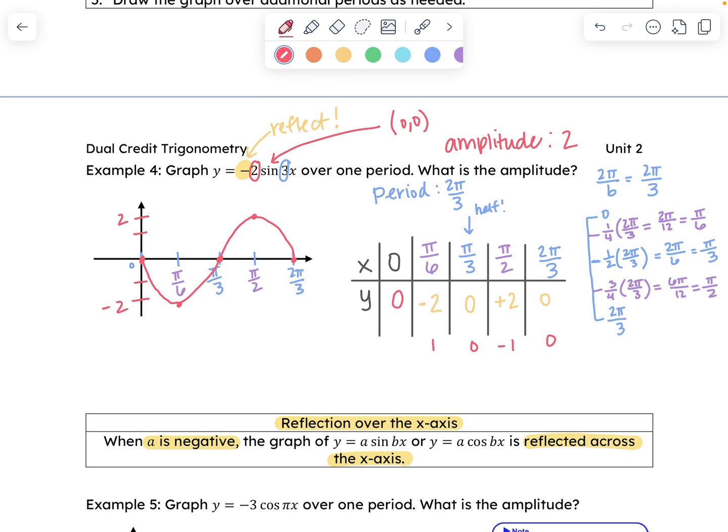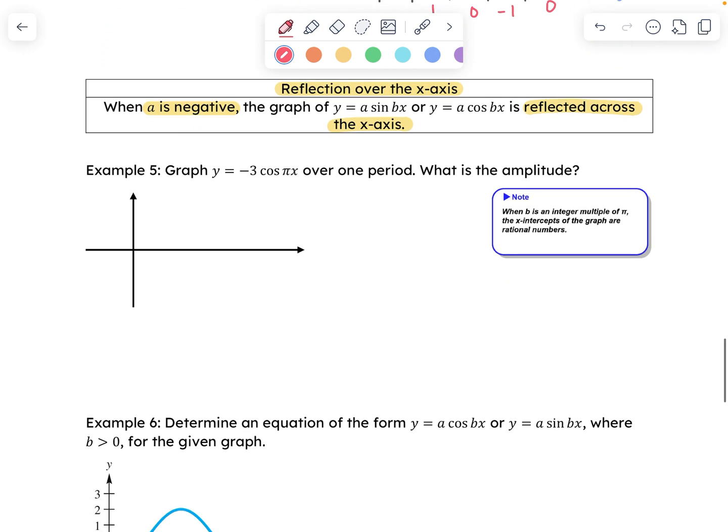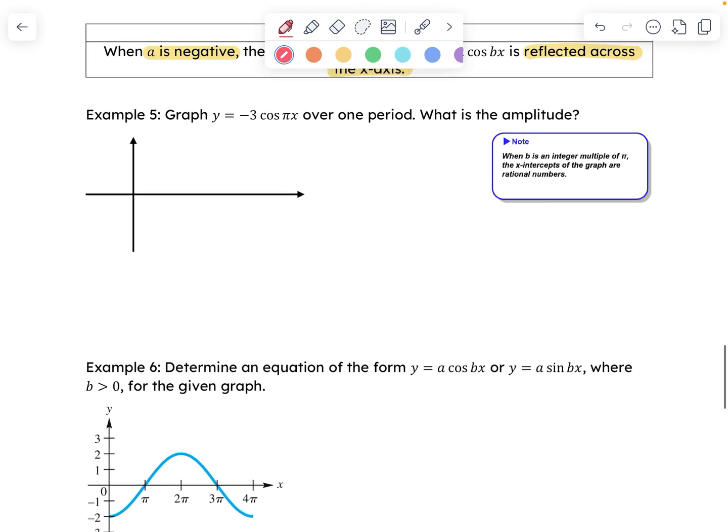Okay, let's look at another one. Example 5. Graph y equals -3 cosine of pi x over one period. So same idea. I'm going to start by finding the period, start filling in the table. Then I'll use my amplitude and anything else to help me get the y values and graph it. So make a table. I'm going to have x, y. I know I start at 0. Have 3 blank spaces. And then I'm going to fill in my period.